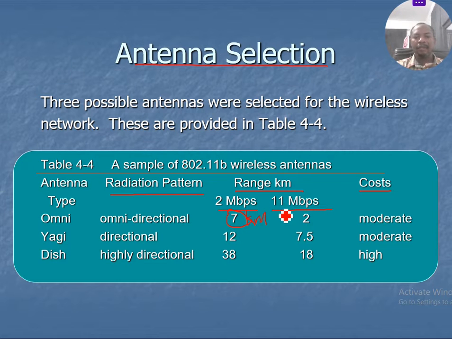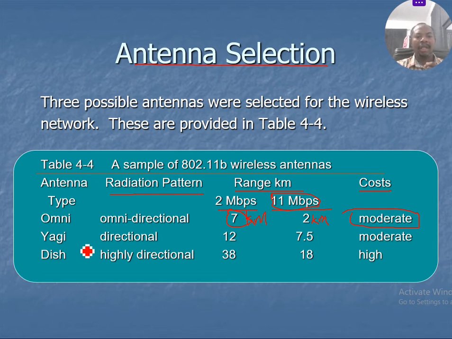If you're looking at 11 megabits per second, then it can cover 2 kilometers in all directions. This Omni antenna can cover 2 kilometers in all directions if you're looking at a speed of 11 megabits per second. Now the cost is considered to be moderate, not too low and not too high. The cost of setting up this type of antenna is said to be moderate.